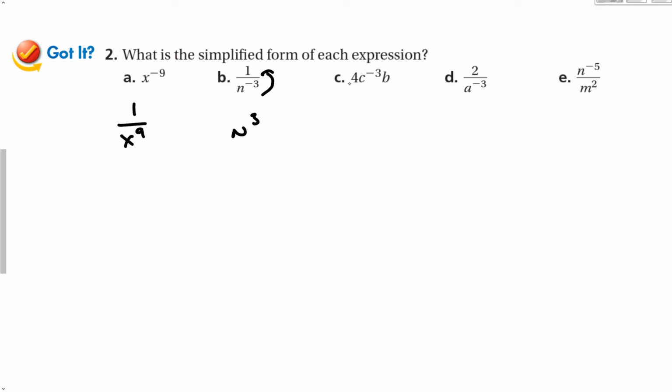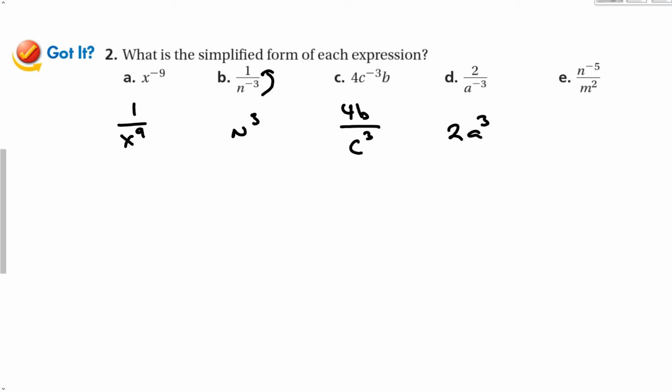The only thing in number C that's raised to a negative power is the C. So the 4 stays up top, the B stays up top, the C goes to the bottom, the exponent changes to a positive. The act of moving the variable from the numerator to the denominator is what makes the exponent change from negative to positive. In part D, again, the only thing that's raised to a negative exponent is the a. It's in the bottom, so move it to the top, and the exponent becomes positive.